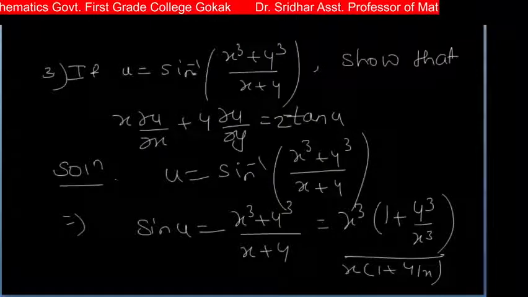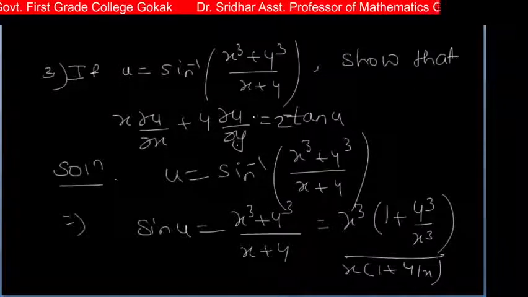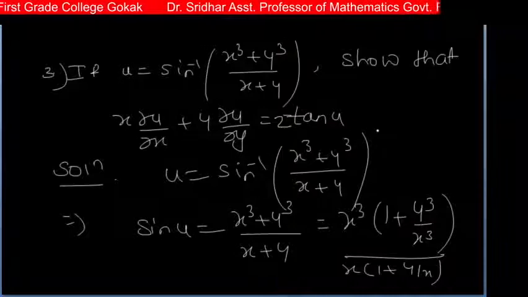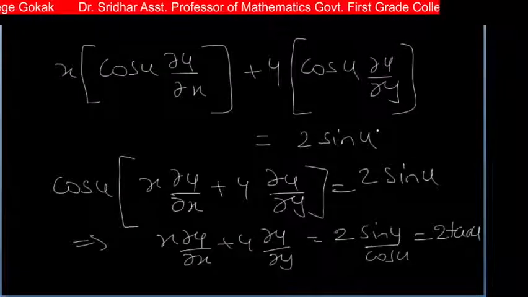If u is equal to sin inverse of (x cube plus y cube) by (x plus y), then show that x ∂u/∂x plus y ∂u/∂y is equal to 2 tan u. So this is how we solve the problems on Euler's equation.